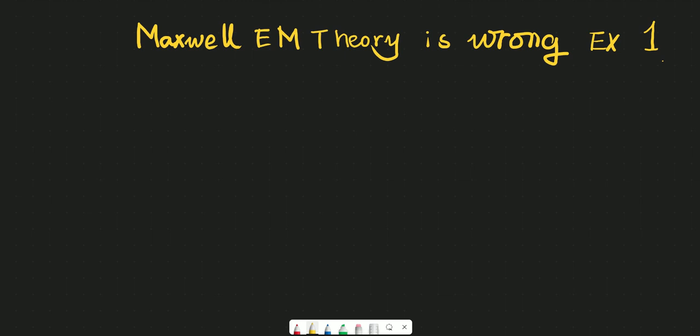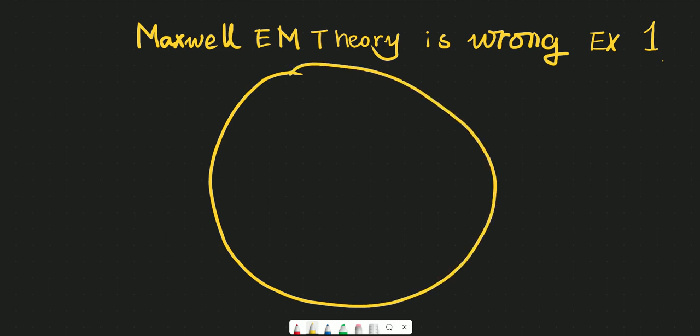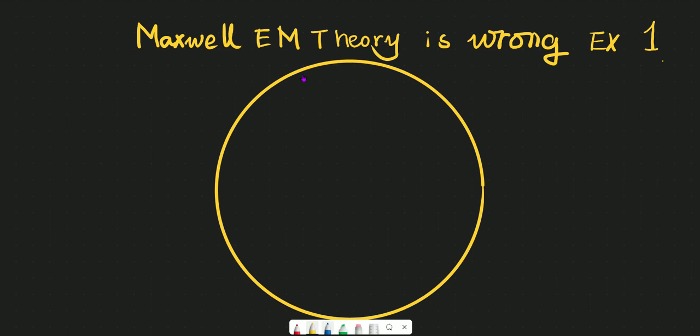Okay. Today we will begin to talk about new things. We will give an example to show Maxwell EM theory is wrong. The example is: consider a radiation antenna. The antenna will send electromagnetic waves. That is clear. And we calculate the radiation energy.